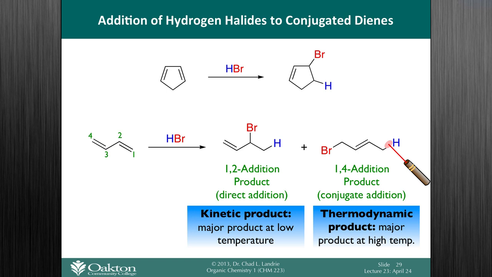These are called 1,2 addition and 1,4 addition. In the 1,2 addition, we're adding across only this double bond. In the 1,4 addition, we actually rearrange the carbocation intermediate so that bromide could add at carbon 4. We'll look at the mechanism in just a second.